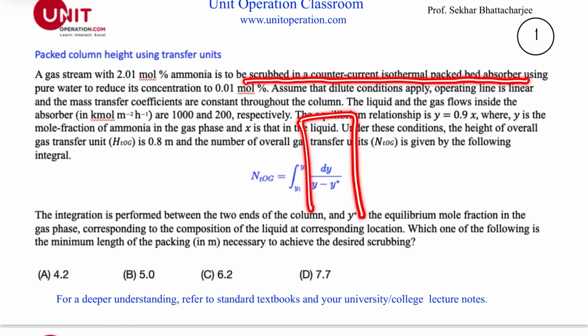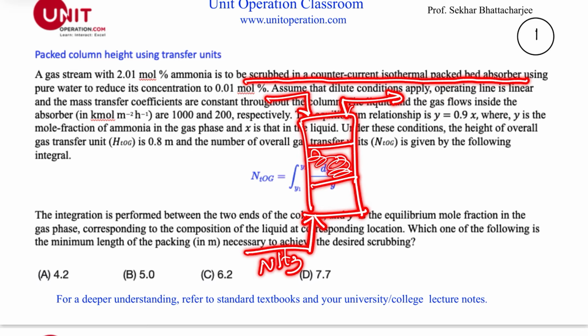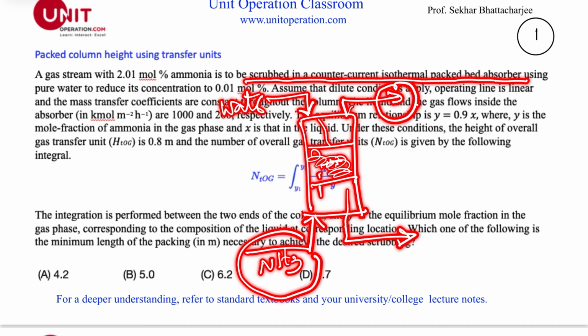So this is something like this. There is a packing here, and the gas containing ammonia enters here and goes out from here, and the water is sprinkled on the top and comes out at the bottom. During this process, water absorbs ammonia from this gas stream, and the lean gas, which contains a lower concentration of ammonia, comes out from here, and the water comes out here with a much higher concentration of ammonia. So basically, this is stripping the ammonia from the incoming gas stream.